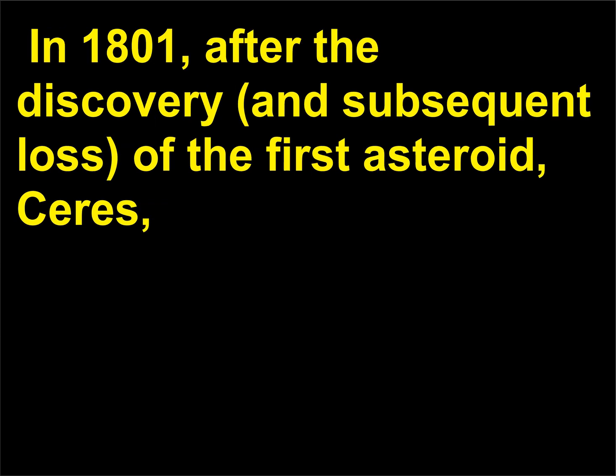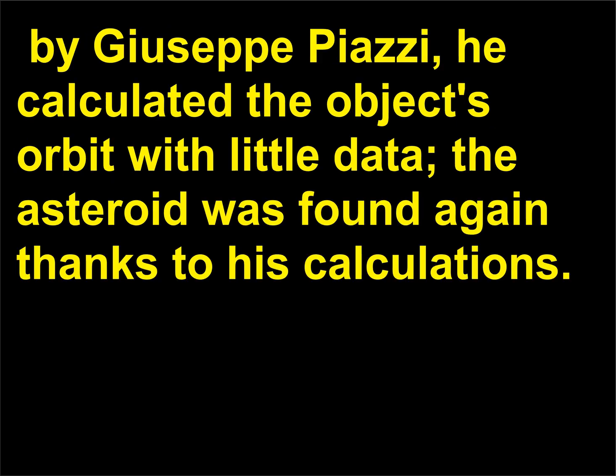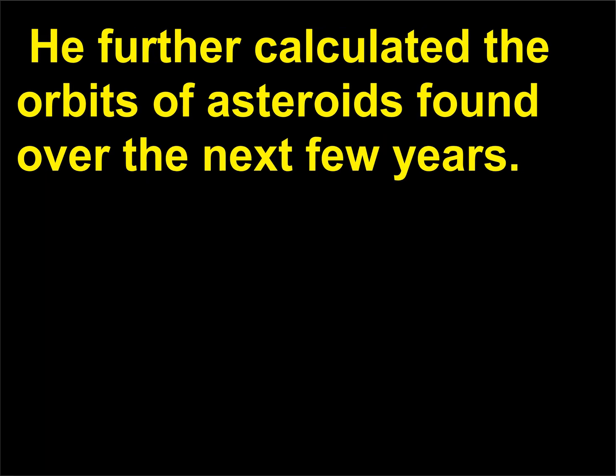In 1801, after the discovery, and subsequent loss, of the first asteroid, Ceres, by Giuseppe Piazzi, he calculated the object's orbit with little data. The asteroid was found again thanks to his calculations. He further calculated the orbits of asteroids found over the next few years.